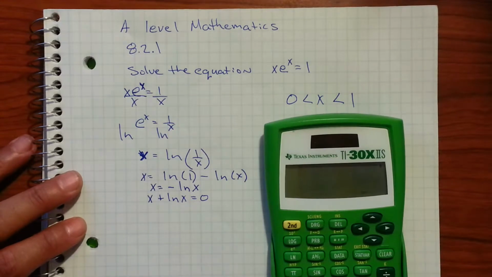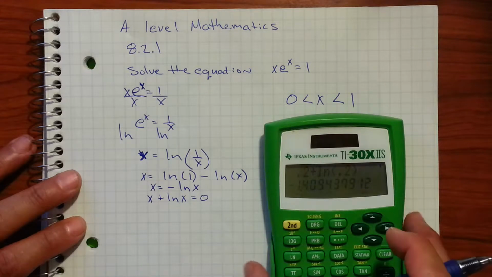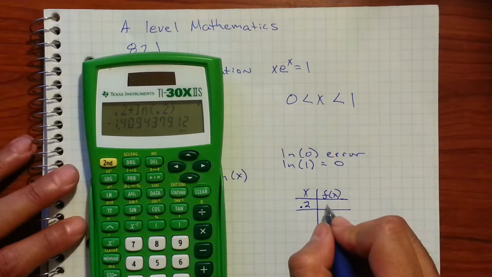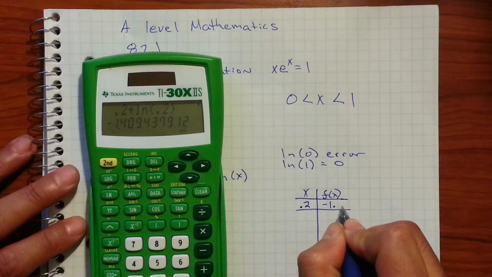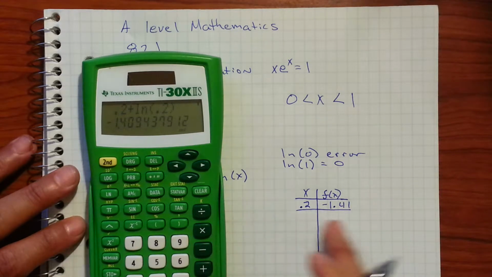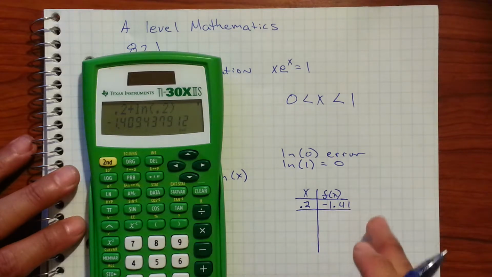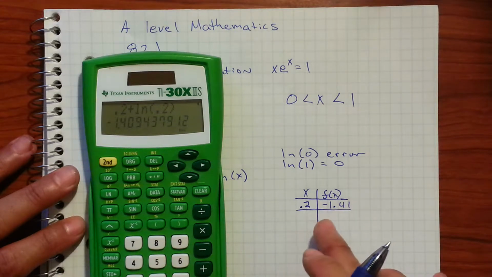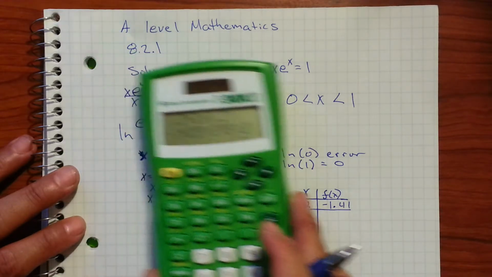So it's going to be 0.2 plus ln 0.2, and I get a negative answer, negative 1.41. What we're doing is trying to find the decimal search by using the change in sign. So I need to do a couple of these to see where it's actually going to change from a negative to a positive.